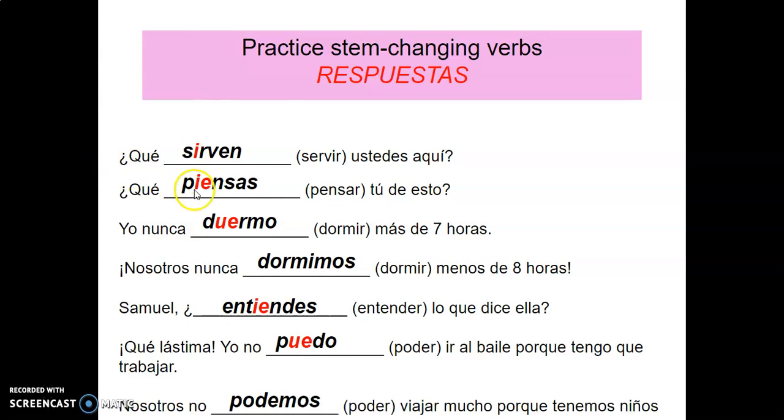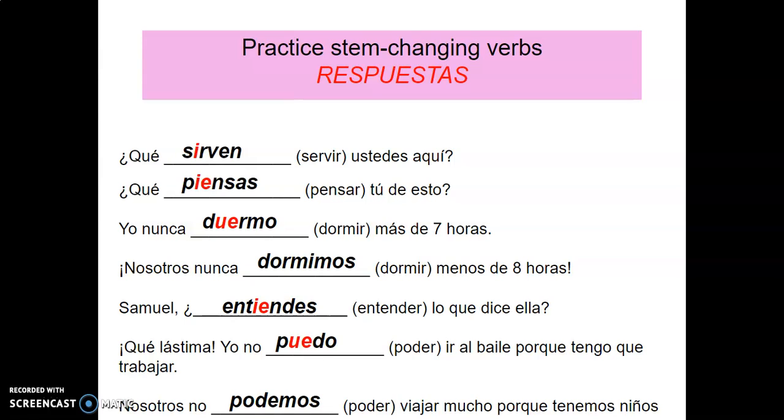The next question, ¿qué piensas tú? I'm asking you. Tú is the subject, so I use as as my ending, piensas, and then the E has to change to IE. ¿Qué piensas? ¿Qué piensas de eso? What do you think of this, right? Oh, yo pienso que es muy bueno, right? I think it's very good.